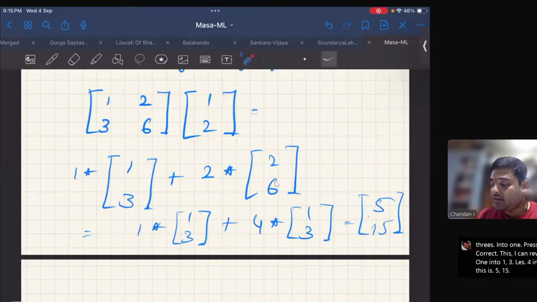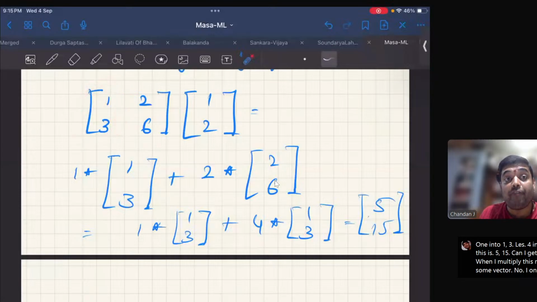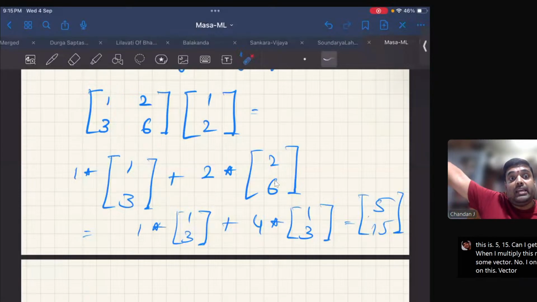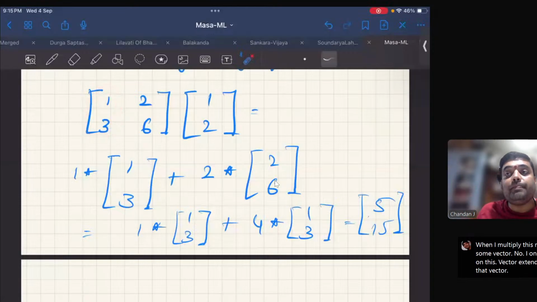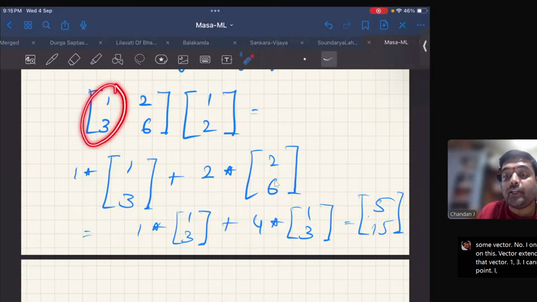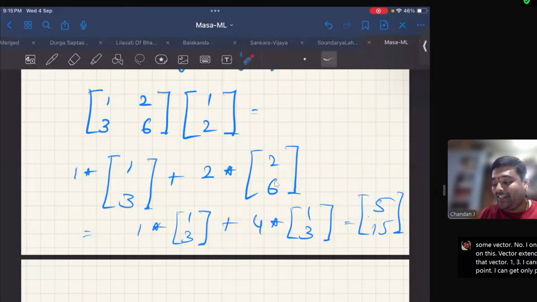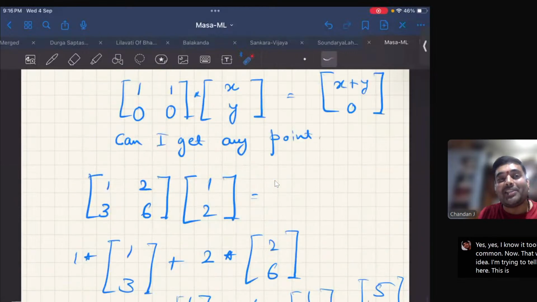Can I get any point when I multiply this matrix with some vector? No. I only get points on this vector, the extended line of that vector (1, 3). I cannot get any other point. I can get only points on this. Yes, I know I took it as common. That was the basic idea. I'm trying to tell you a story here. This is not possible, is what I am trying to say.